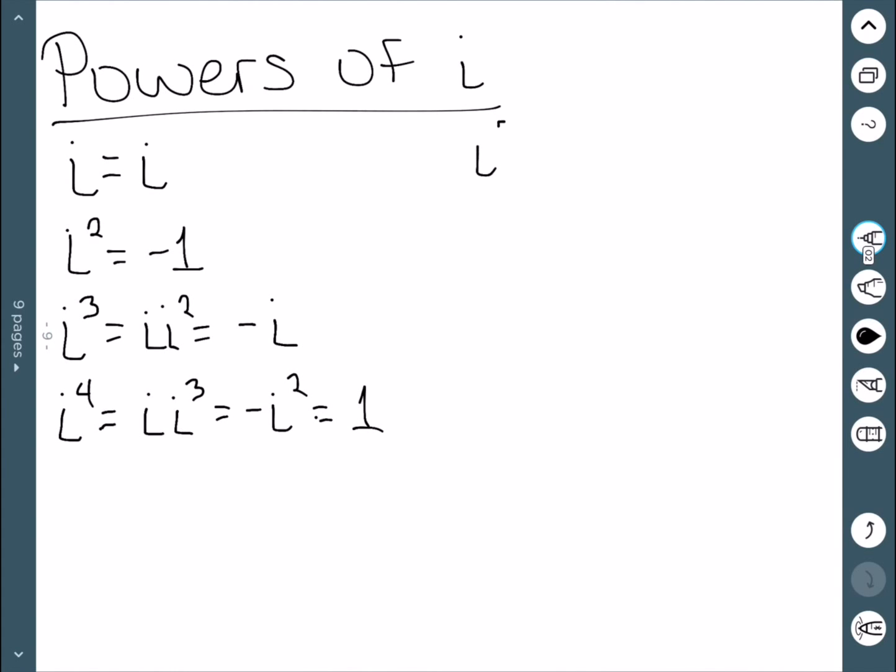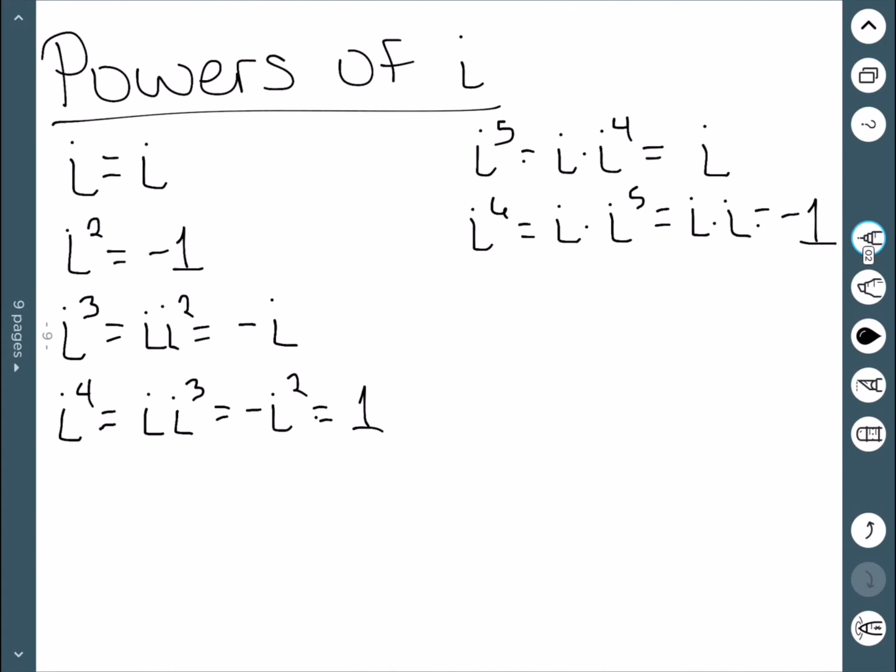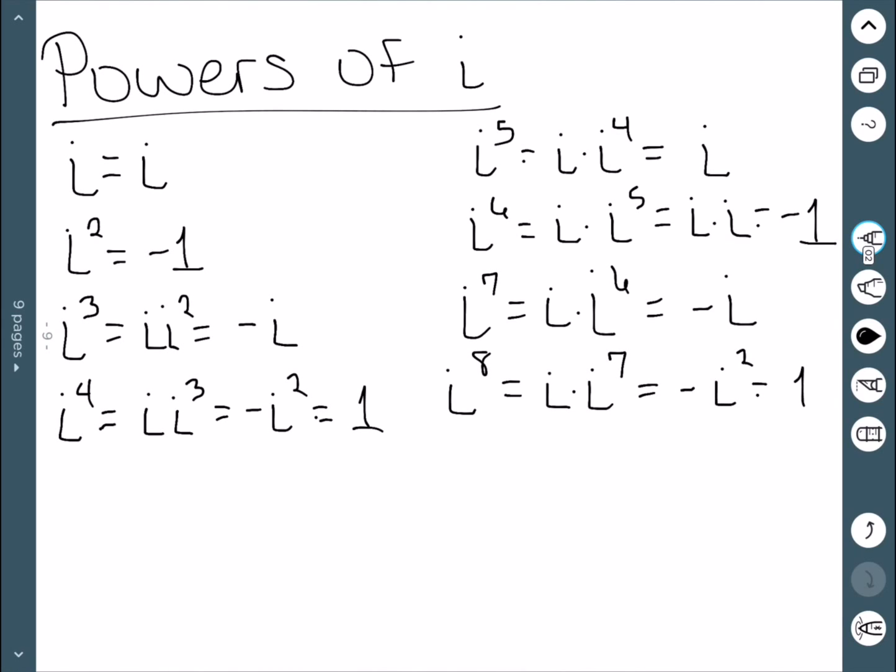If I continue, i to the fifth can be written as i times i to the fourth, so 1 times i is i. i to the sixth is i times i to the fifth. Well, i to the fifth is i, so now I have i times i, which is negative 1. i to the seventh is i times i to the sixth, so negative 1 times i gives me negative i. i to the eighth is i times i to the seventh. i to the seventh is negative i, so now I have negative i squared, which is 1.